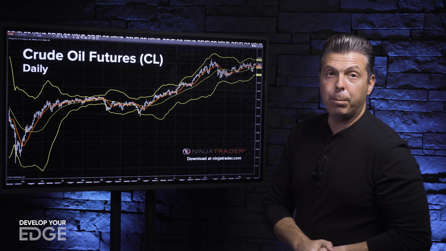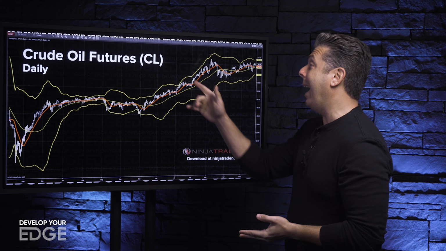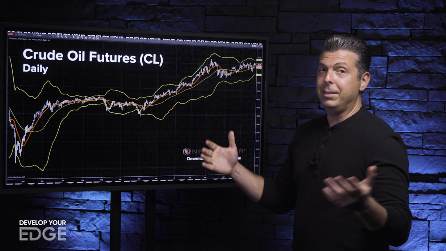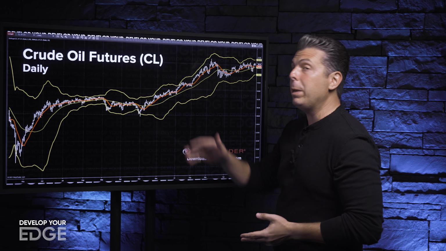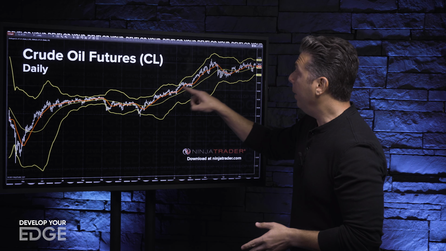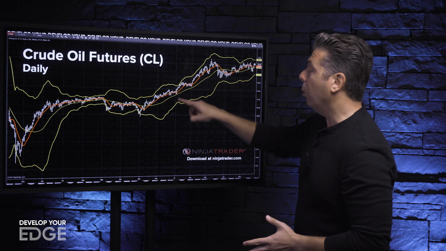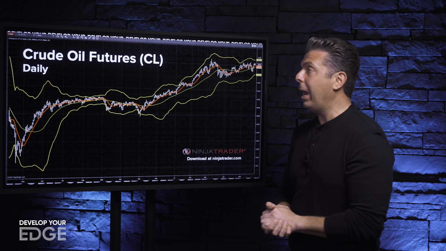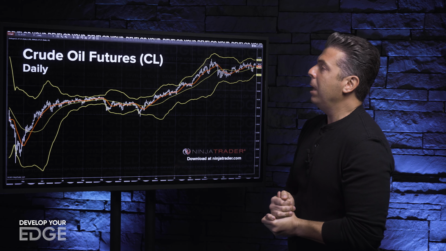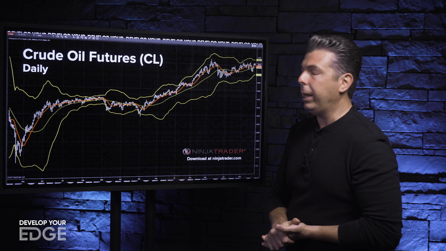All right, traders, pulling up crude oil here on the daily chart, same as usual: Bollinger Bands, 20 period, 3 standard deviation. That red line there is the 10-day moving average. Gold is the 20-day moving average. Pulled up crude oil because it's starting to get a little bit more active again lately.